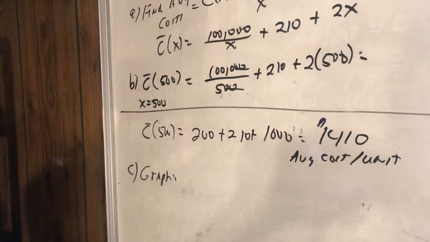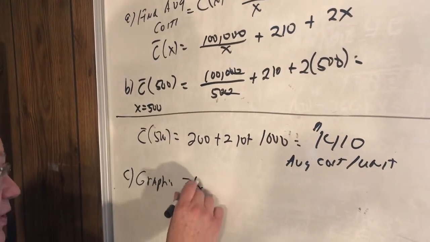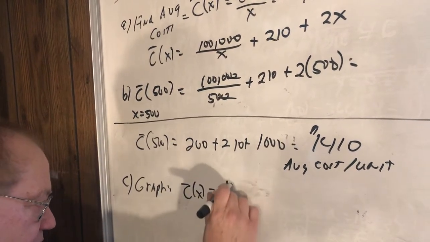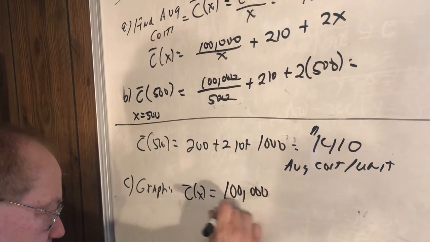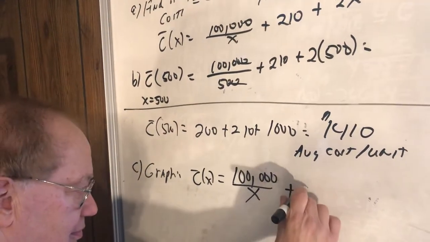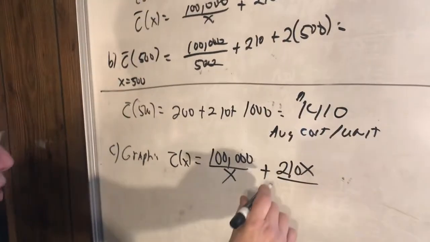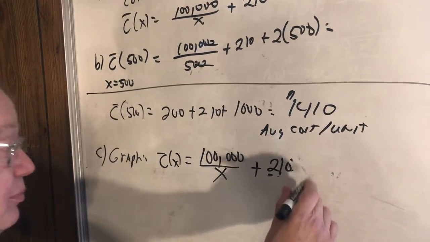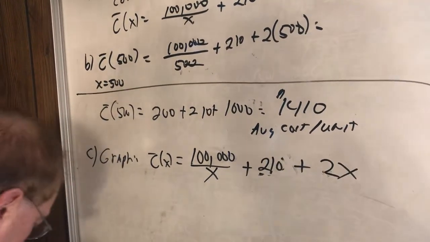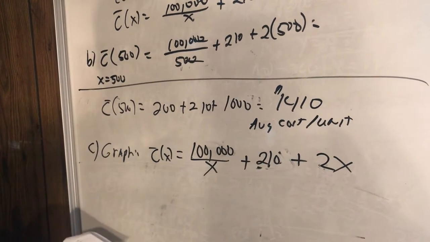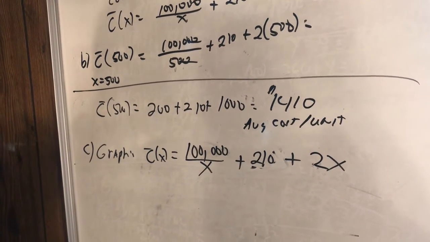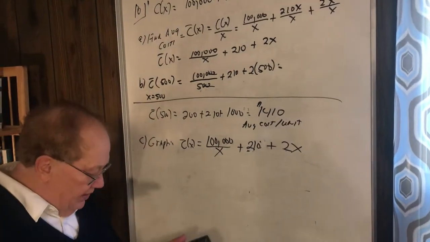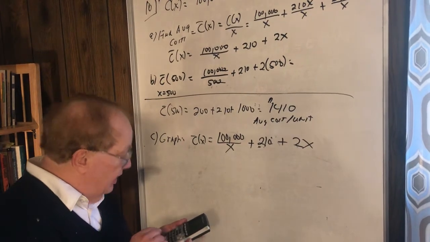Graph. So I want to graph this, the average cost function. Sorry, my zeros are terrible. This board also vibrates. Plus 2x. I'm going to put this in my calculator now, so just give me a minute. If I can find where my calculator is. Okay.